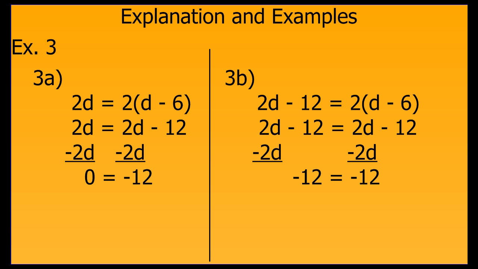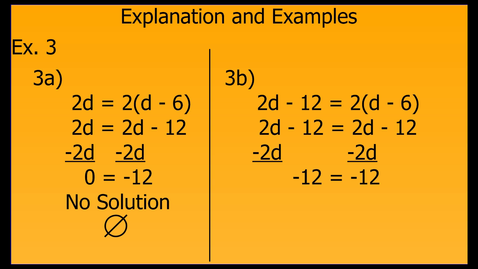On the equation on the left, 3a, notice how all the d's subtract out and we are left with 0 equal to negative 12. Is that possible? And on the equation on the right, notice how the d's subtract out and we are left with negative 12 equals negative 12. Is that possible?